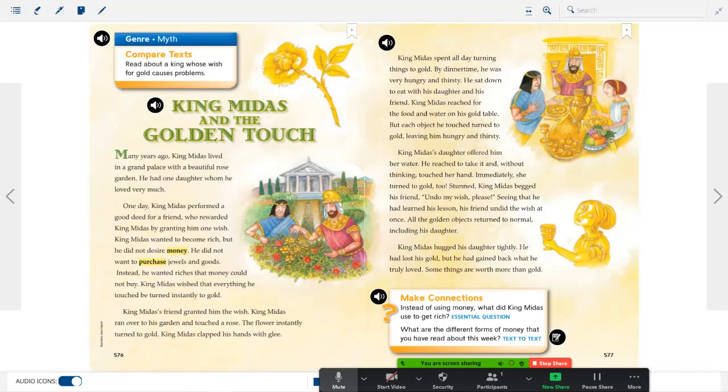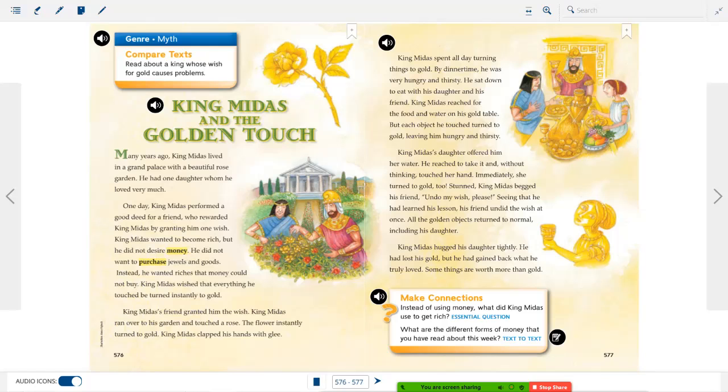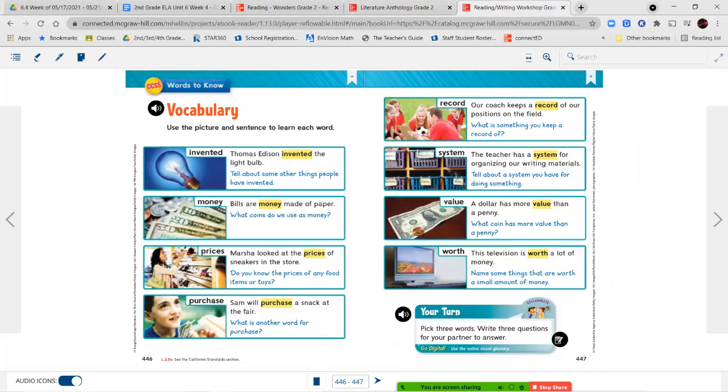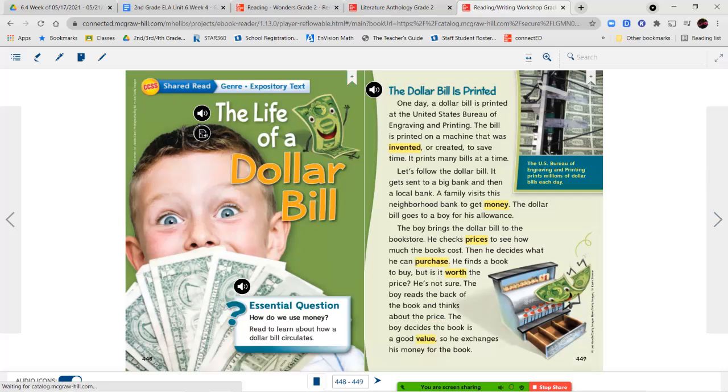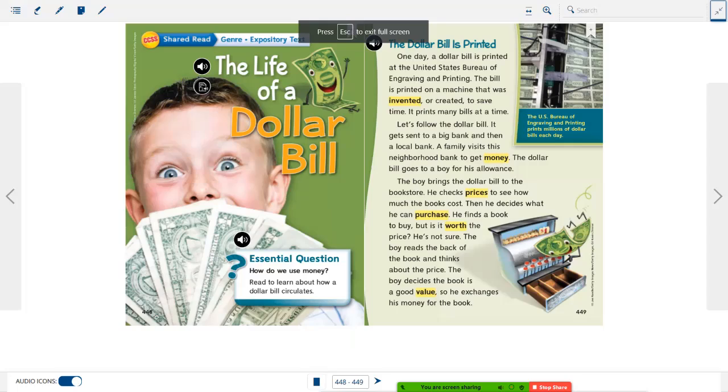Okay, that takes us to the end of our first reading in our literature anthology. We're going to go ahead and jump into our readers and writers workshop and read over there. We have our vocabulary words, which you guys can review on your own. Our story here is titled The Life of a Dollar Bill, and this is another expository text that we're going to read.